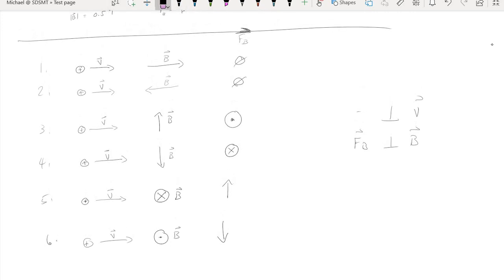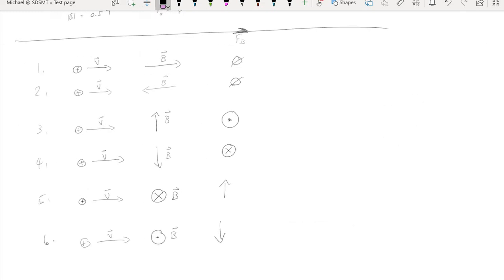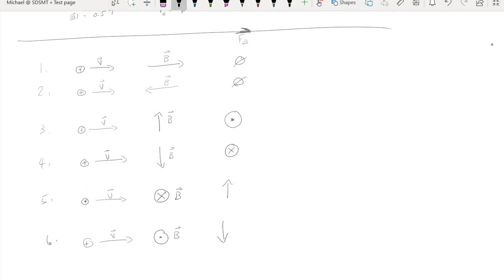So you're thinking to yourself, how is he getting these values? What is he doing? Is there a trick? And the answer is yes. And that trick is called the right-hand rule.